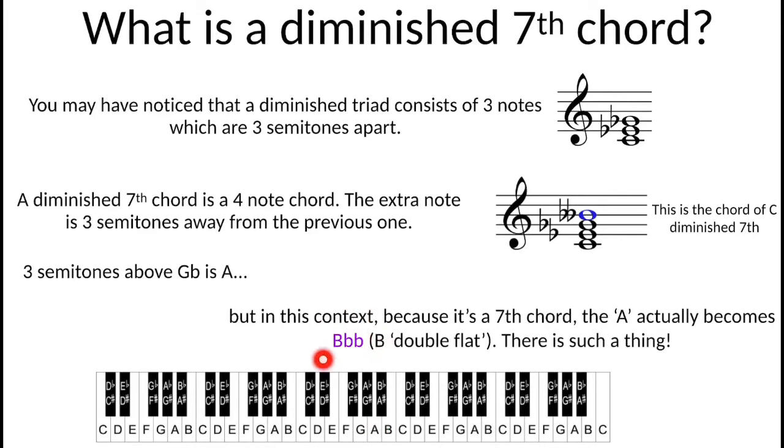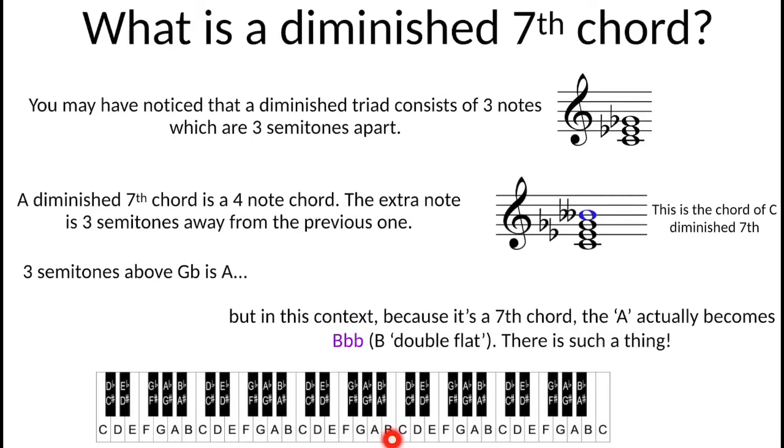Now this is complicated. You might think, why go to all that trouble of calling it a B double flat instead of just calling it an A? Remember, if it's a 7th, there must be 7 letter names involved. C, D, E, F, G, A, B. There's got to be a 7th. There's got to be 7 notes. If it was A, it would be something 6th, because there's only 6 letter names involved there.